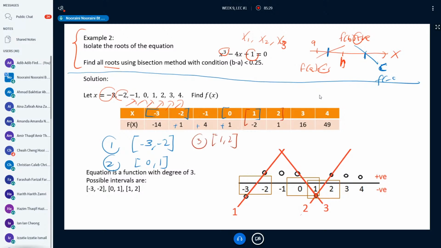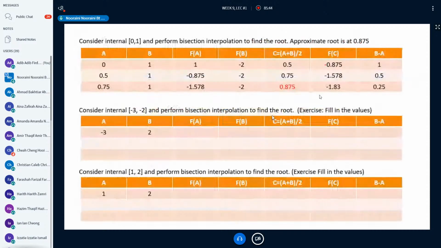1, 2, 2. Okay, because you see the difference, so meaning there must be roots here between these 3 intervals. So we do like the previous one, you make the table until the criteria is met, which means the difference between B and A must be less than 0.25.